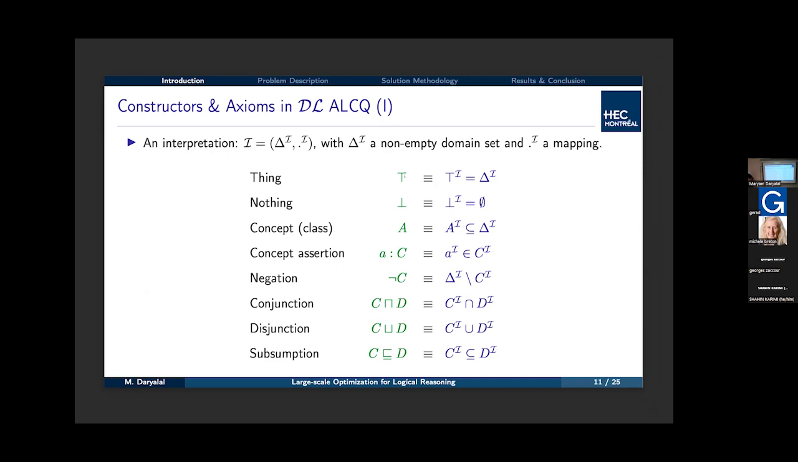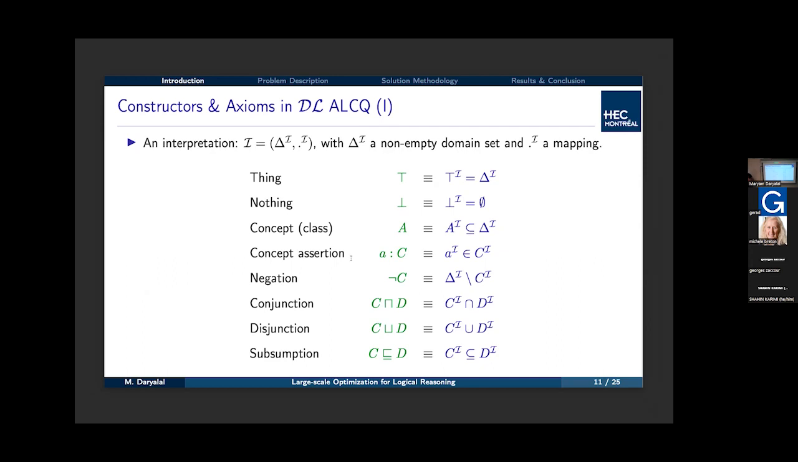It has this general concept called a thing. And the thing would be everything in our domain. This delta I is an interpretation of this model. It has the concept nothing. Believe me, this is something that some other description logics don't have. So it's strange. It has the notion of a class. A class is a subset of our domain.